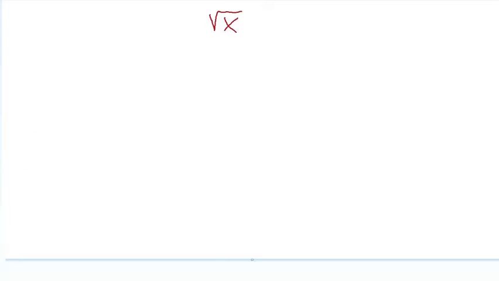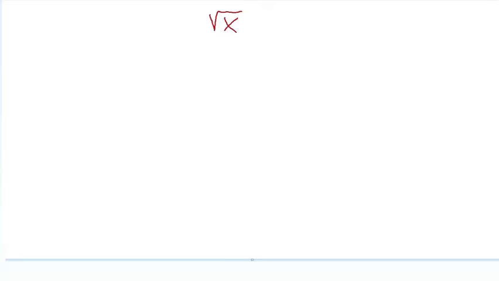Now, in order to find the derivative of square root of x, we're going to use the power rule on this function here, square root of x. But before we use the power rule to find the derivative of the square root of x, we first have to recap on how to use the power rule itself.